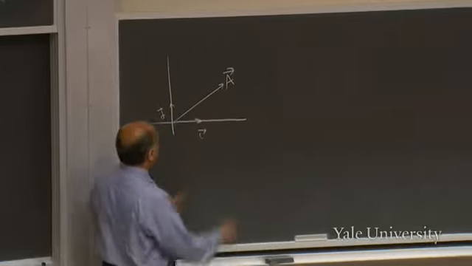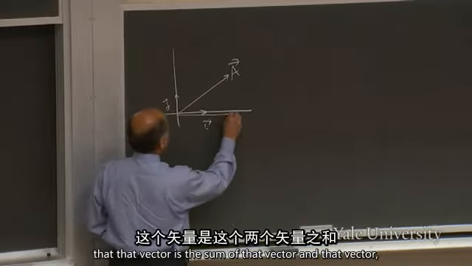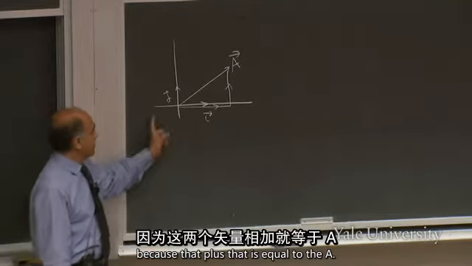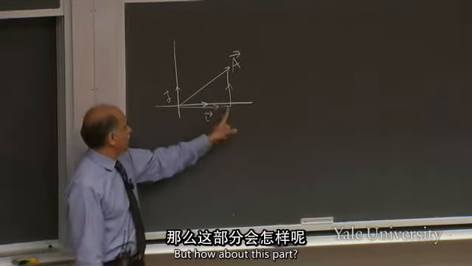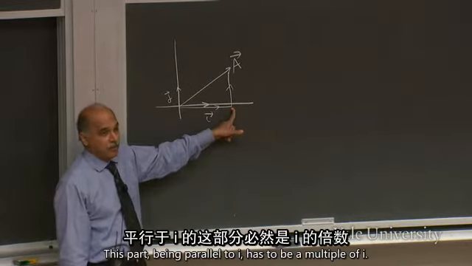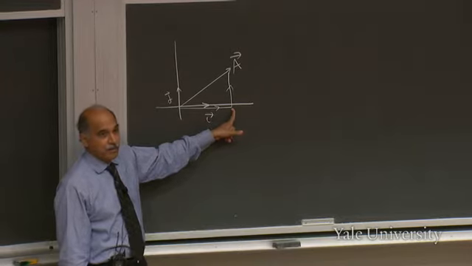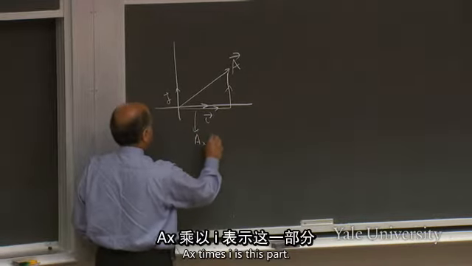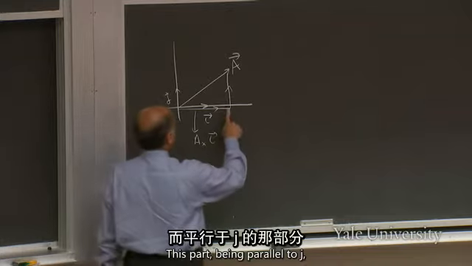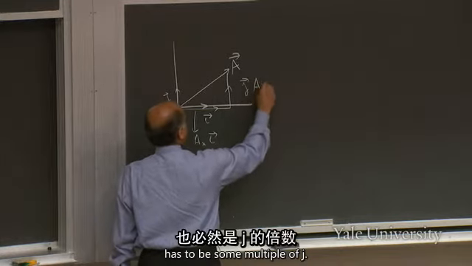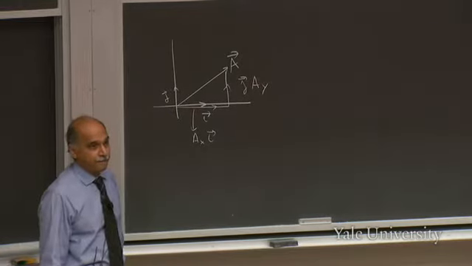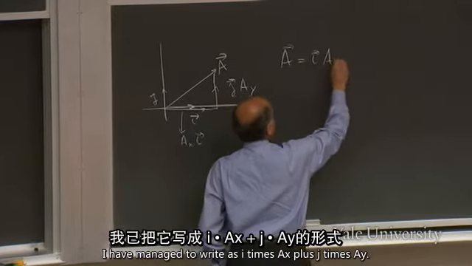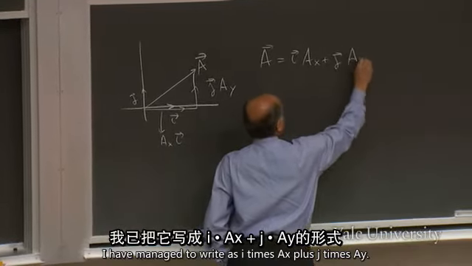Here is the vector A. It is clear that that vector is the sum of that vector and that vector by the rules of vector addition, right? Because that plus that is equal to A. But how about this part? This part being parallel to i has to be a multiple of i. We know that because you can stretch i by whatever factor you like. So whatever number it takes, AX times i is this part. This part being parallel to j has to be some multiple of j. I'm going to call it AY. Therefore, the vector A that you gave me, I have managed to write as i times AX plus j times AY.